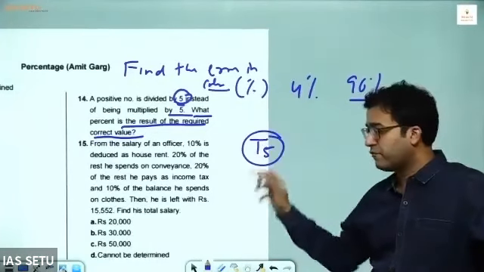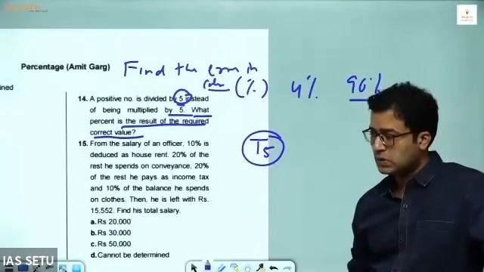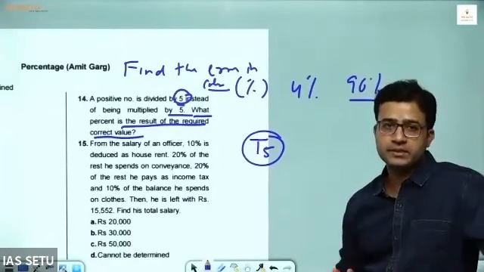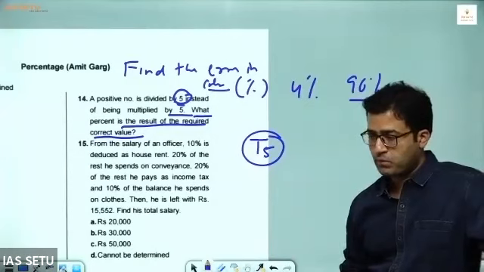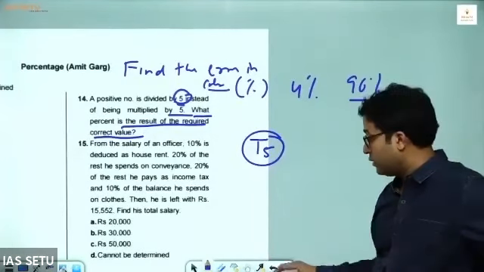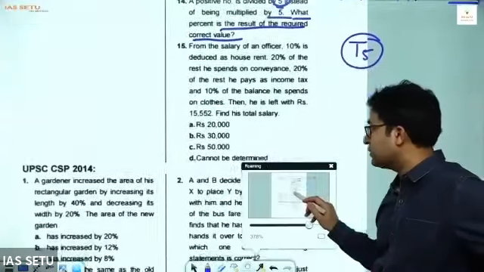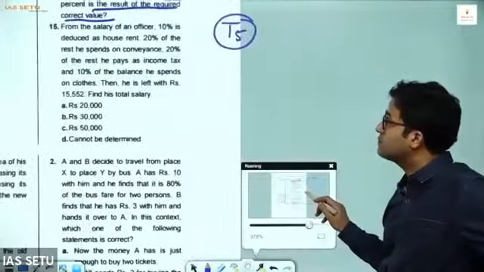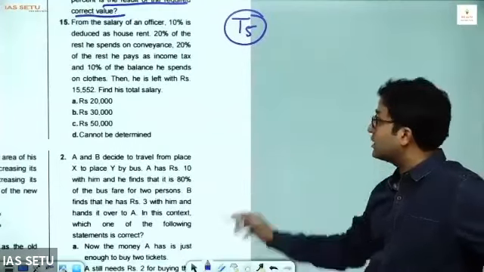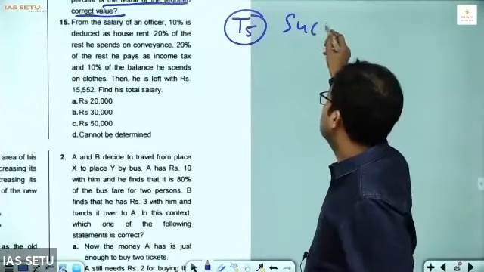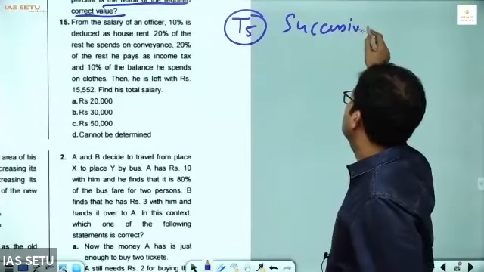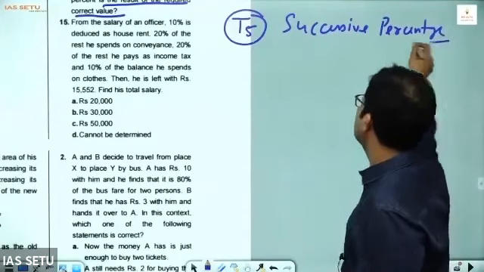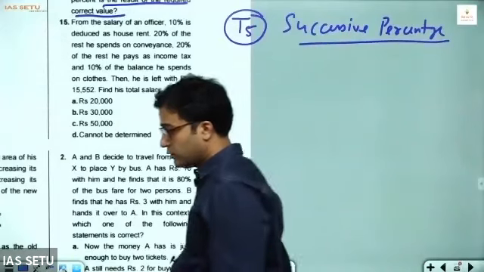I take type 5. Then I take two wonderful concepts of percentage. The name of this type 5 is successive percentage. One or two questions a year, they ask about it.